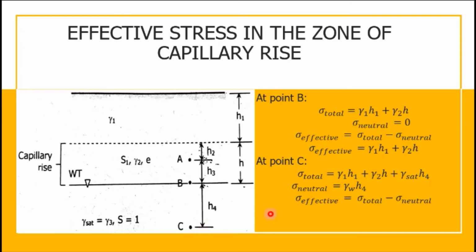Therefore, the effective stress is equal to the total stress minus neutral stress. So we just put the values. This will be the equation. And we know that saturated unit weight minus unit weight of water is buoyant unit weight. Let's combine these two terms because H sub 4 is common. Therefore, the effective stress at point C is equal to unit weight sub 1 H sub 1 plus unit weight sub 2 H sub 2 plus buoyant unit weight H sub 4.